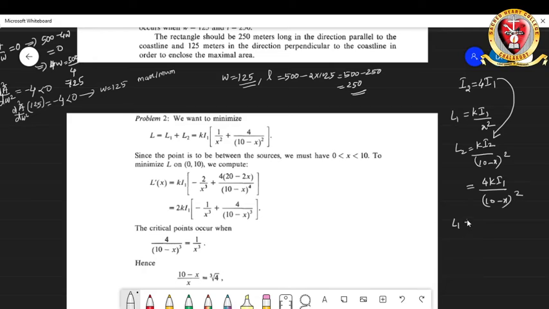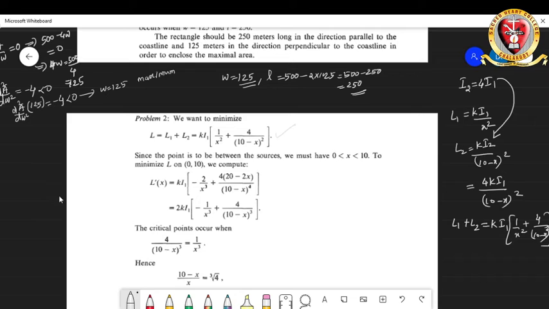So L1 plus L2 will be together. We can take kI1 out. So you have 1 by x square plus 4 by (10 minus x) the whole square. Okay, so that is what is written here. Since the point is in between the sources, we definitely should have x in between 0 and 10. So you have to minimize L in between 0 and 10.